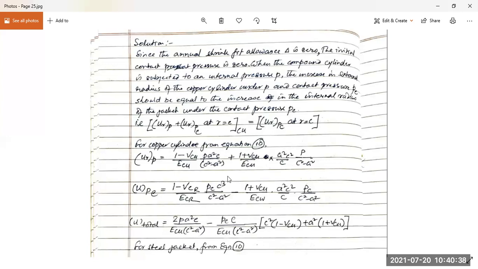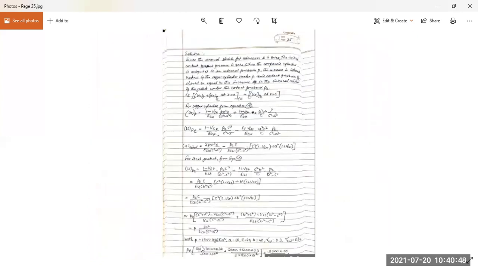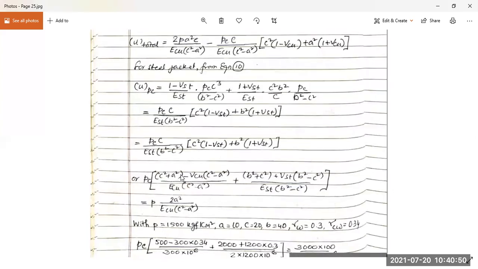By keeping it on one side, for the steel jacket, it is C² minus (1 − ν) plus A² plus (1 + ν). For the steel jacket, what we are getting is UPC into (1 − ν_St) by E_St into PC into C to the power, equal to (B² − A²) plus (1 + ν_St) by E_St.